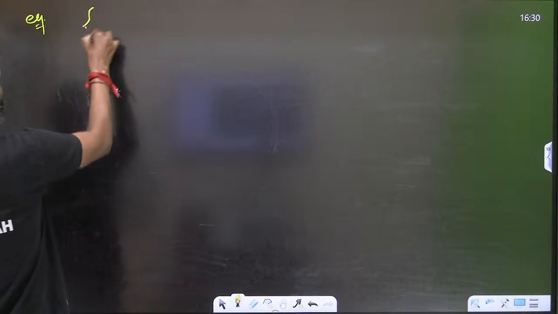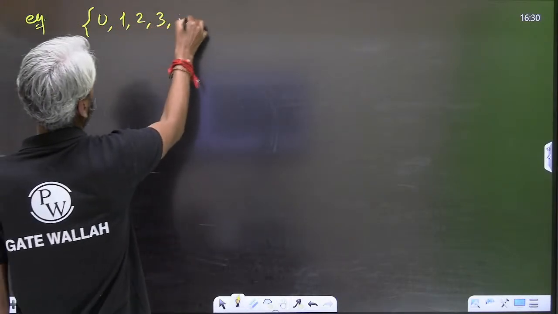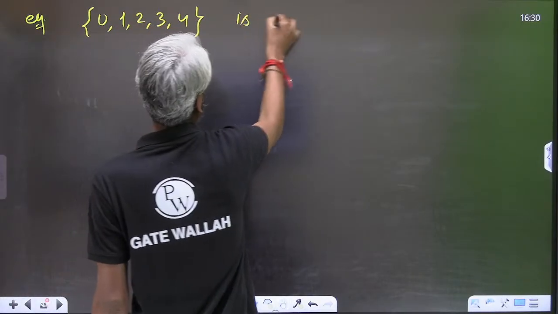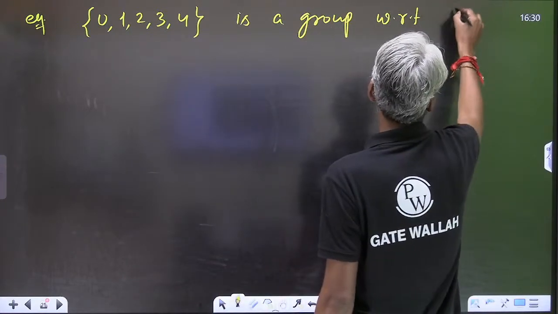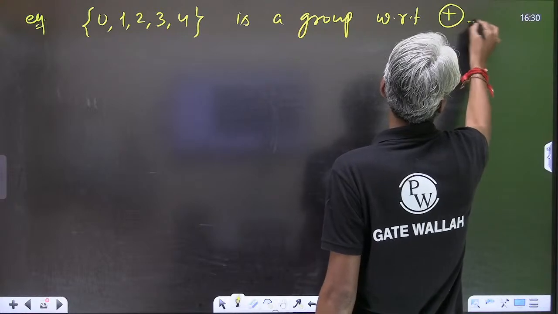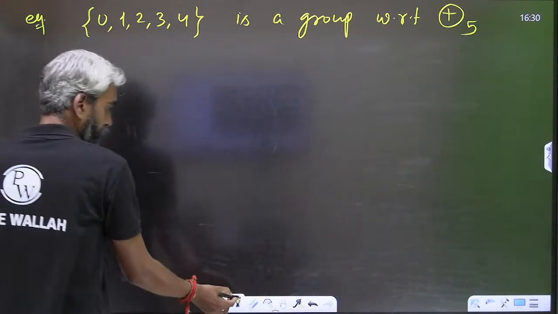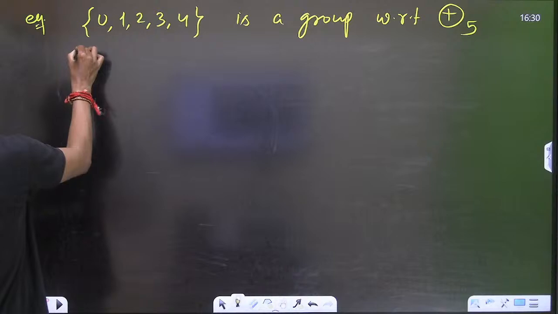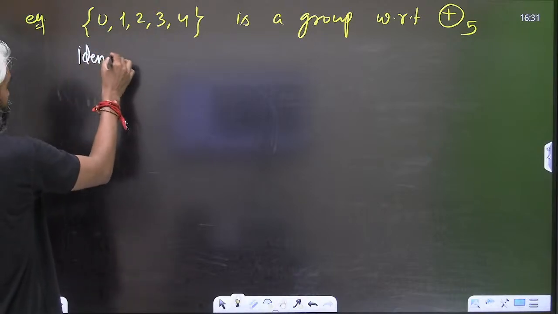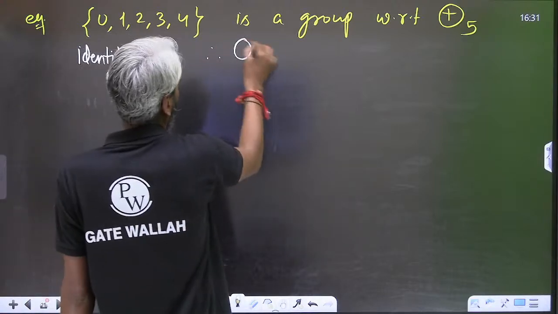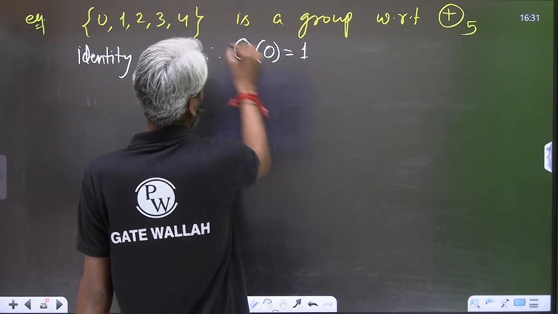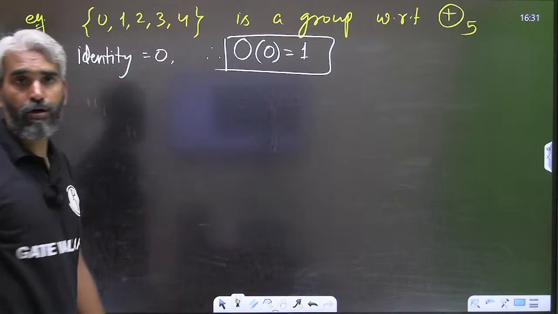Okay, one last example. Sir, we know that 0, 1, 2, 3, 4 is a group with respect to addition modulo 5. In this case, what is the identity element? Sir, identity with respect to addition modulo n is nothing but 0. So identity is equal to 0. Therefore, order of 0 is equal to 1.